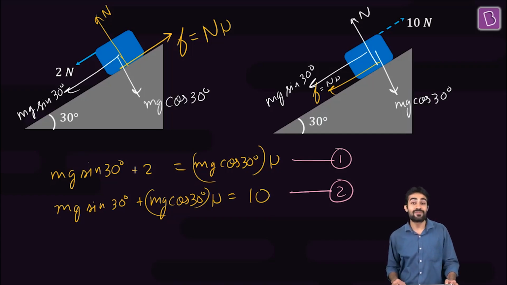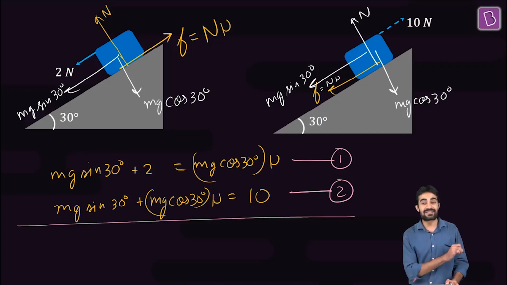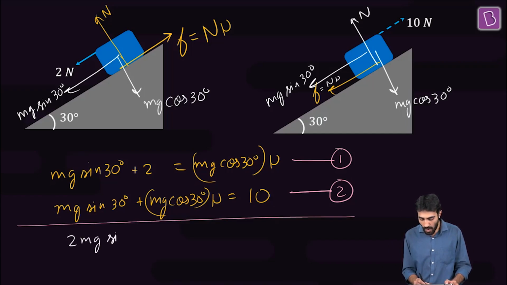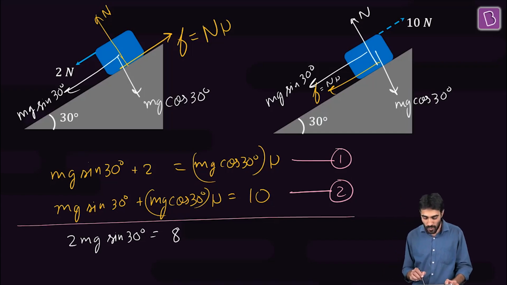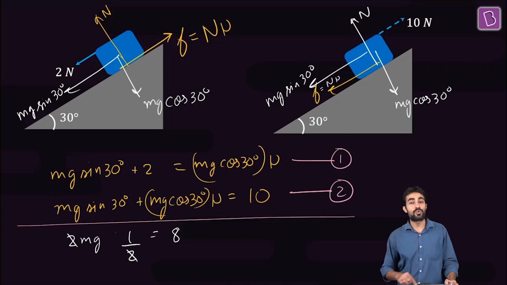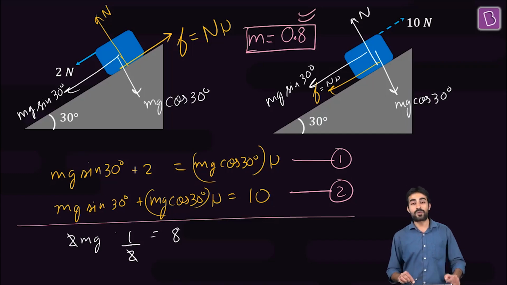Now what we will do? We will add the two equations. When we add the two equations, we get 2 mg sine of 30 degree is equal to 8. What is sine 30? Sine 30 is half, so 2 gets cancelled out. 1, 2 in the numerator cancels out 1, 2 in the denominator. And we get the value of mass. M comes out to be 8 by 10, which is 0.8 kg. Well done. We got the mass.